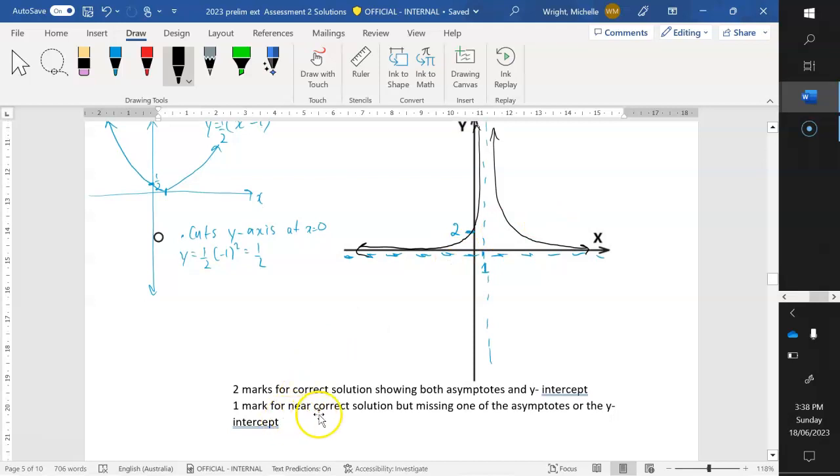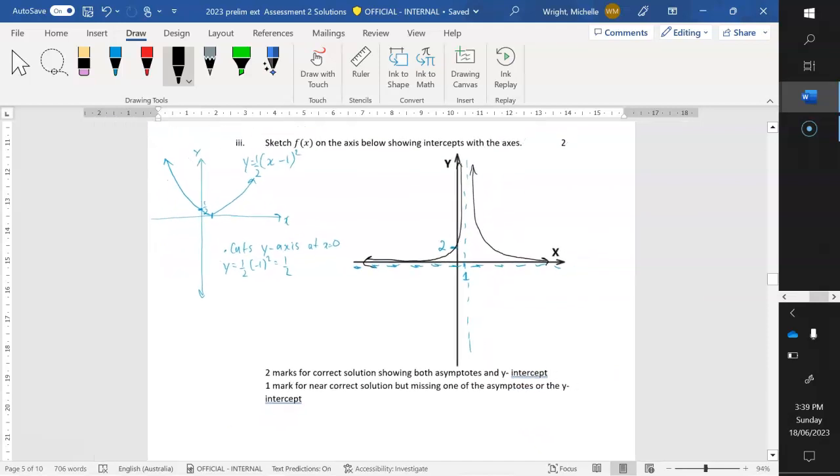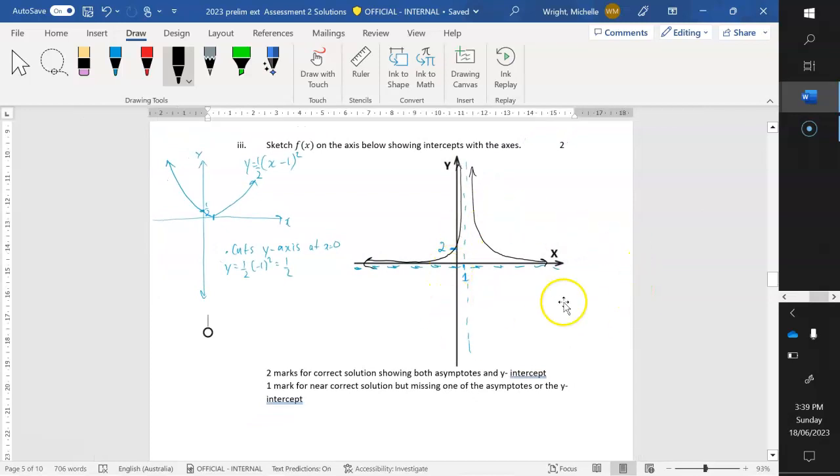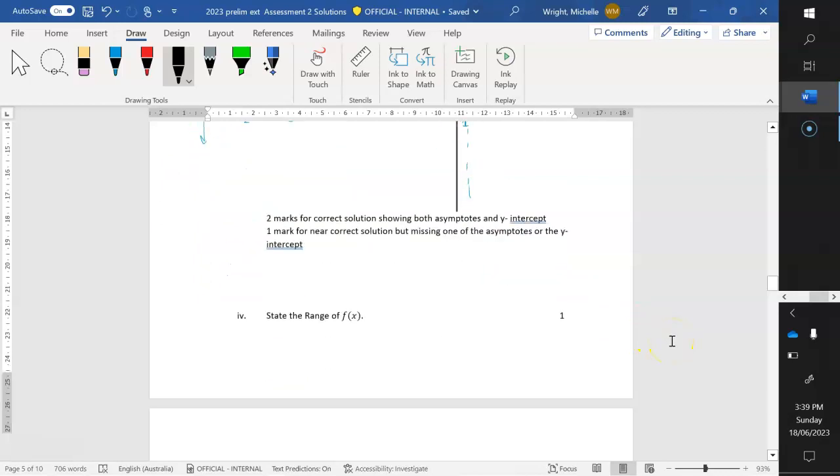You got 1 mark for a near correct solution if you were missing one thing, and I think I was fairly nice to people in this section here, but overall, the majority of us got this one out, so I was really happy. Okay, let's have a look at the next one.